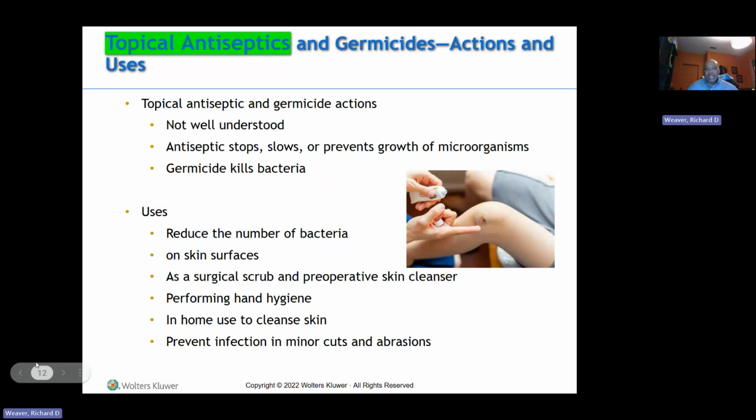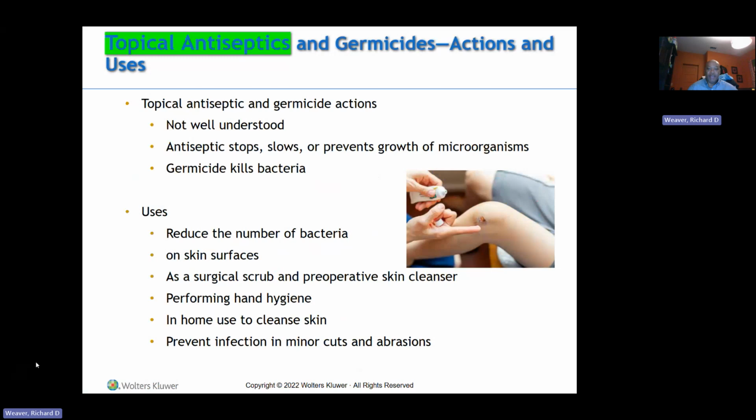As far as the mechanism of action, or how the drug works, the exact mechanism of action of topical antiseptics and germicides is not very well understood. And you have to keep that in mind. They don't understand everything, but it seems to work. Now, these drugs affect a variety of microorganisms, which makes them very useful.